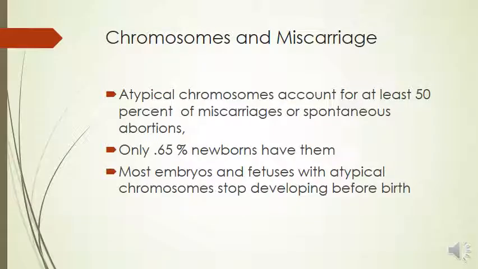Looking at chromosomes and miscarriage, atypical chromosomes account for at least 50% of miscarriages or spontaneous abortions. Only 0.65% of newborns actually do have atypical chromosomes. Most embryos and fetuses with atypical chromosomes stop developing before birth.